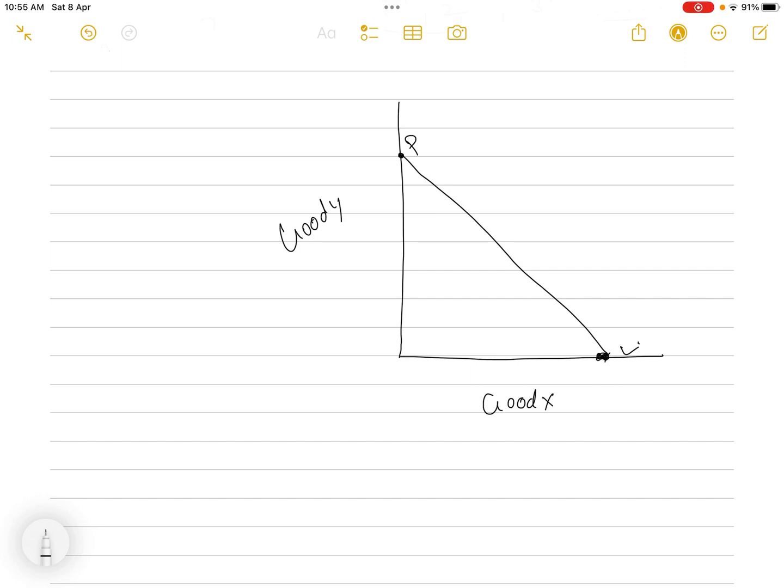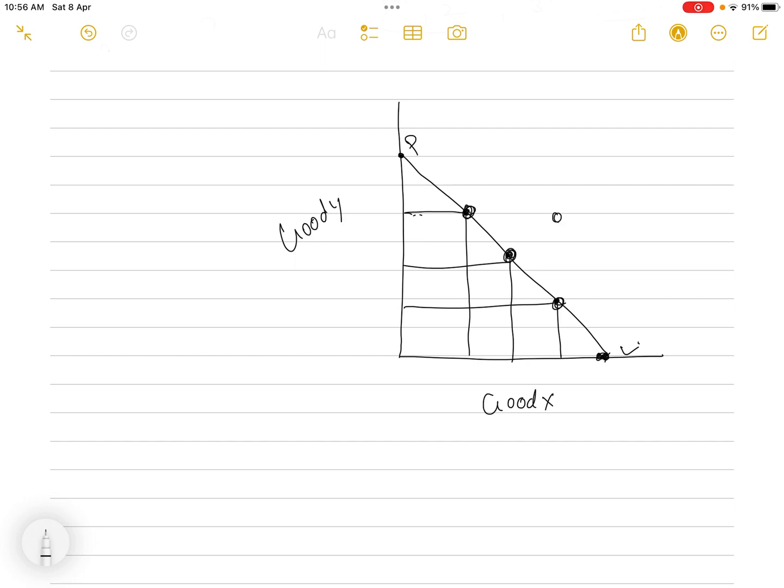Then this is the combination, but the consumer wants to have both commodity X and commodity Y. That means he can choose any combination on this price line, depending upon the prices of the commodities and his money income. He can choose any one of the combinations on this price line. Same as the indifference curve, but this is in the form of a straight line.